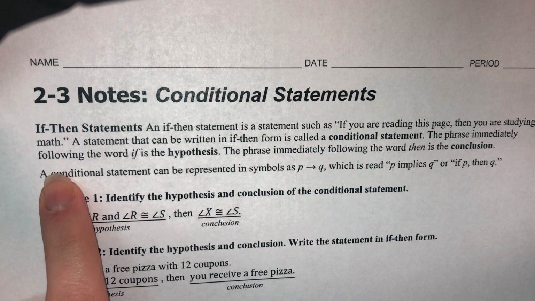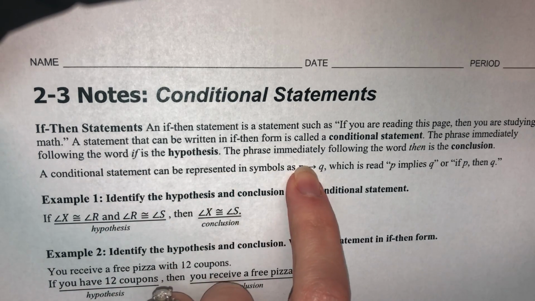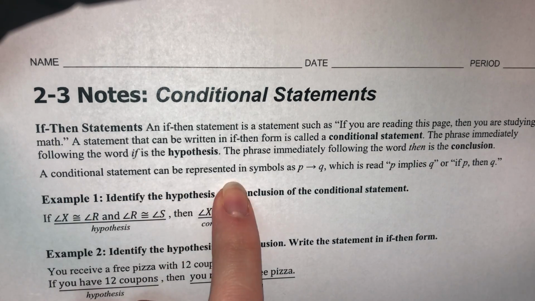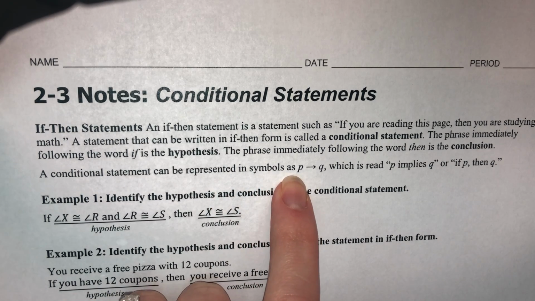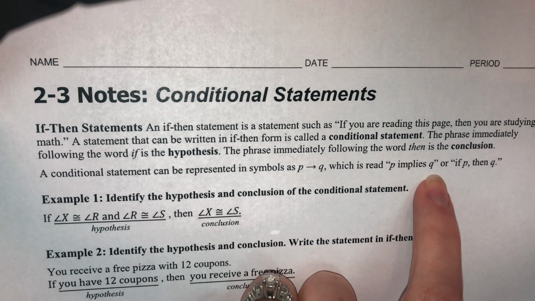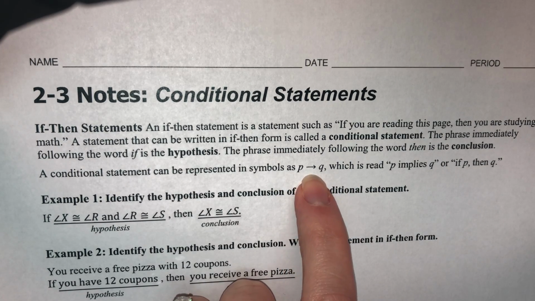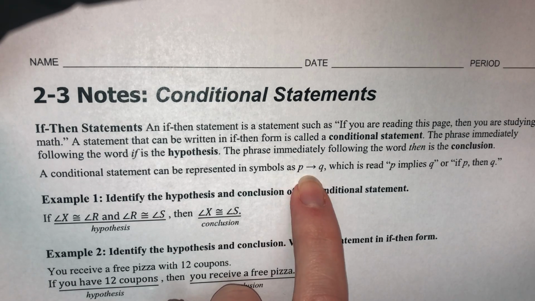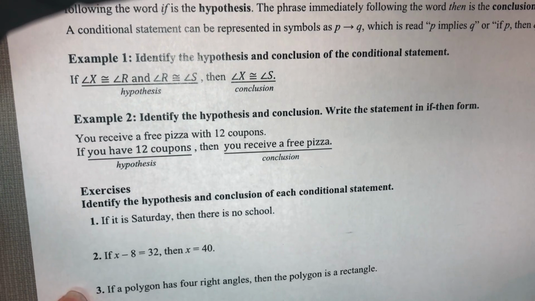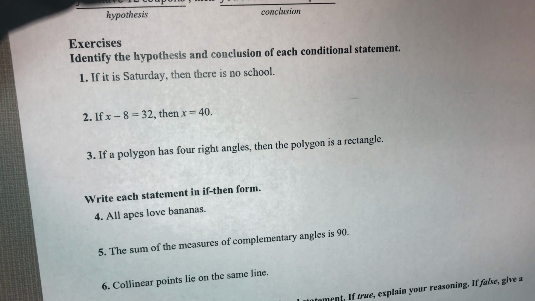The phrase immediately following the word if is the hypothesis, and the phrase immediately following the word then is the conclusion. A conditional statement can be represented in symbols such as if P then Q, which is also read P implies Q. And I read it if P then Q. Either one, when you see the P and then the arrow and the Q, it means that this one implies that one. So there's a couple of examples that are fully worked out here for you to take a look at. I'm going to skip down and do some of these that are not worked out with you.